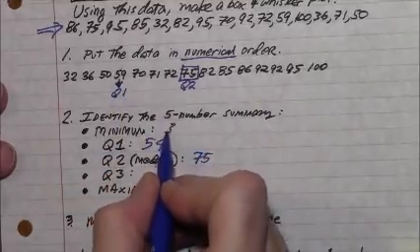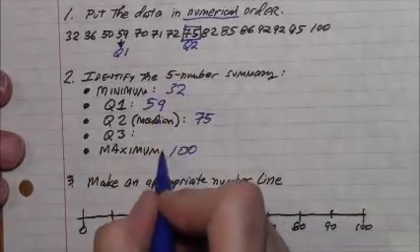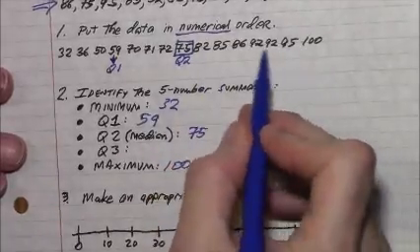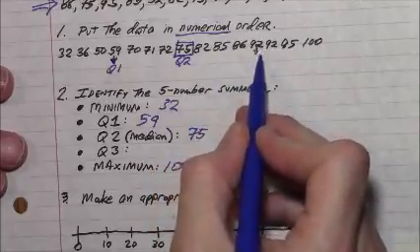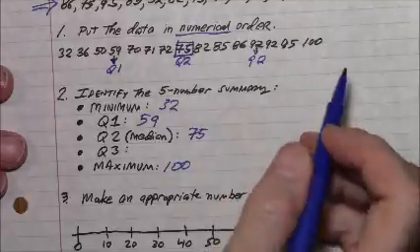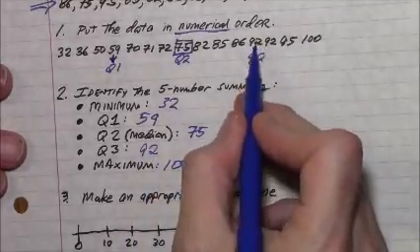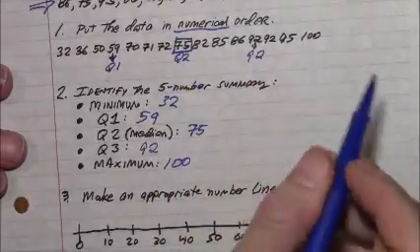Of course, the minimum number 32 is staying there. Oh, and the maximum number is easy. That's 100. Now for Q3, we're going to do the same thing we did with Q1, where we go to the second half and find the middle number, which happens to be a 92. So we have a 92 for Q3. The fact that there's 2 of them doesn't affect anything. This is the middle number for the top half, 3 on one side and 3 on the other.